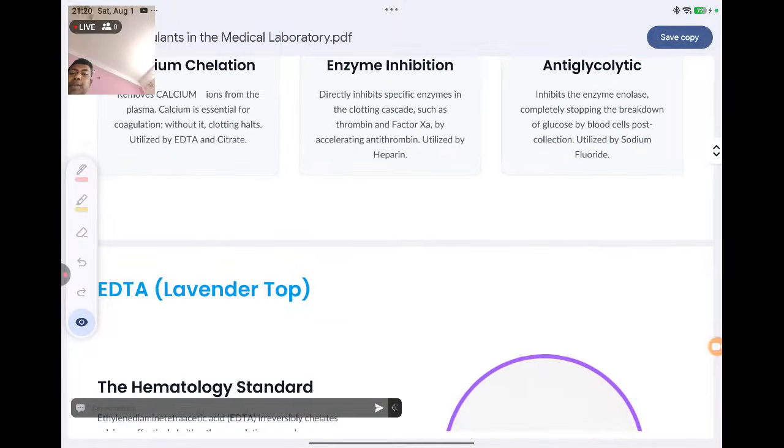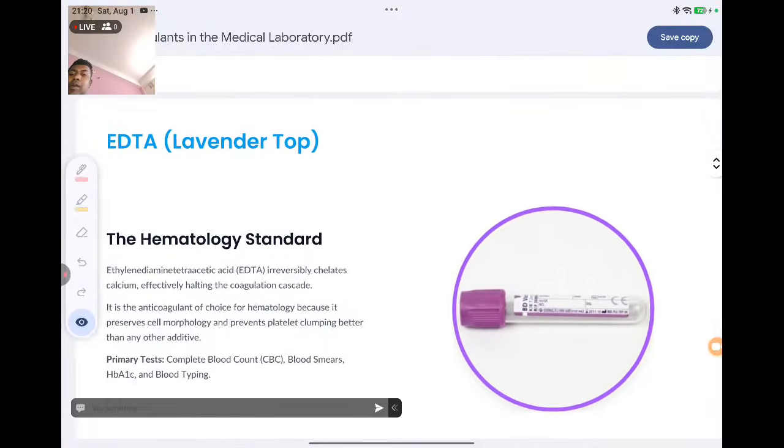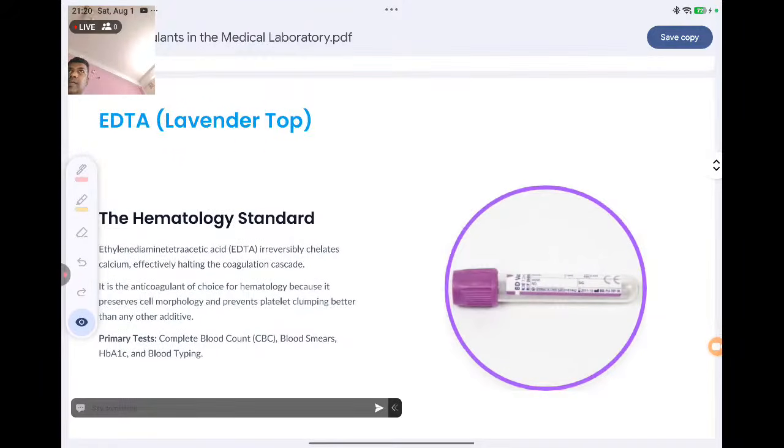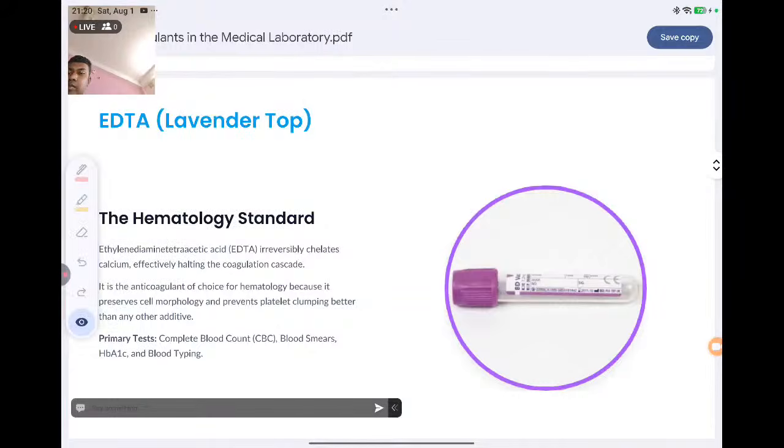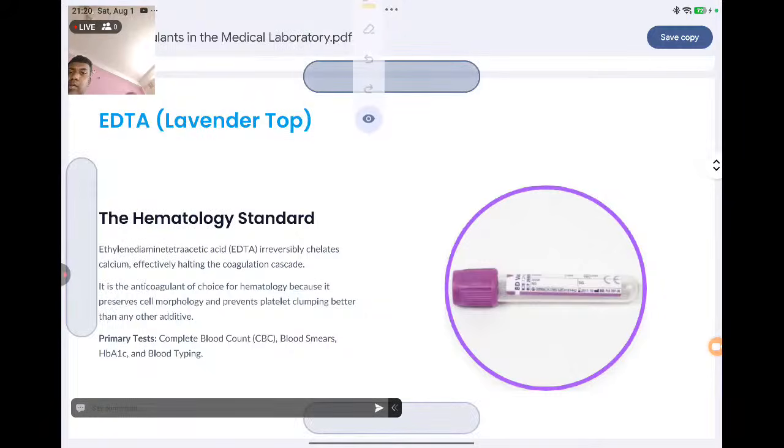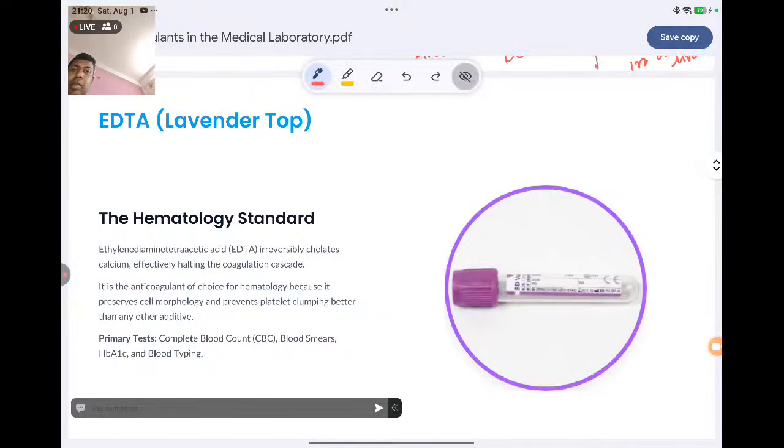Now I will jump to the next slide. So now I will come to the different types of tubes which are used in the medical lab, not in the biochemistry lab but in the medical lab.